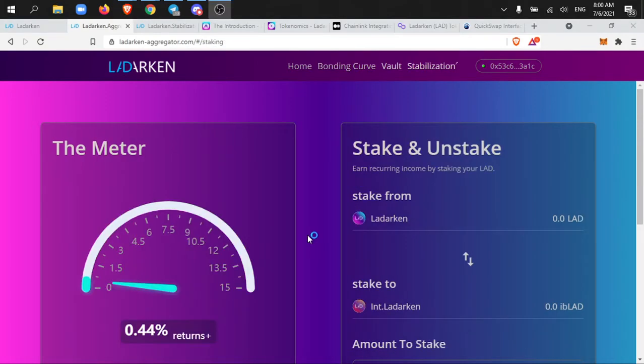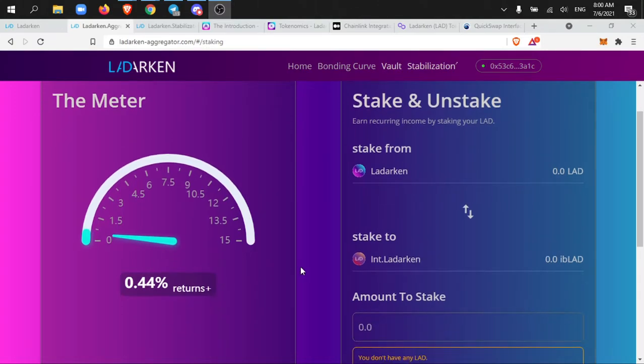All right, guys, let's take a look at their vault. The vault is where you stake LAD to earn interest-bearing LAD. That interest-bearing LAD then entitles you to a portion of the fees collected from single asset staking and from people using the bonding curve, the fees generated from that. Now, right now, that sits at about 0.44% returns.